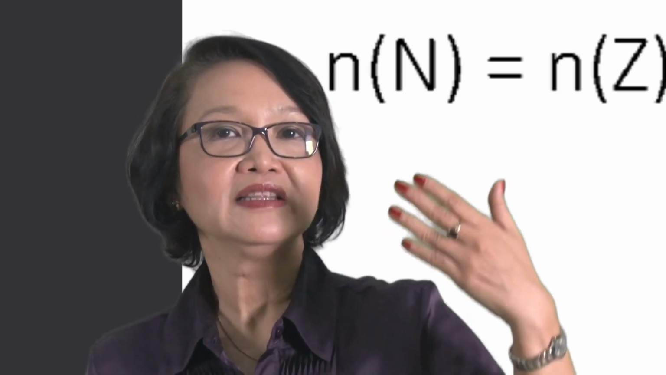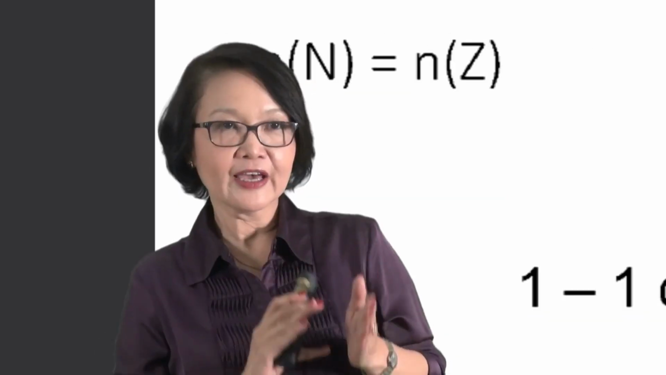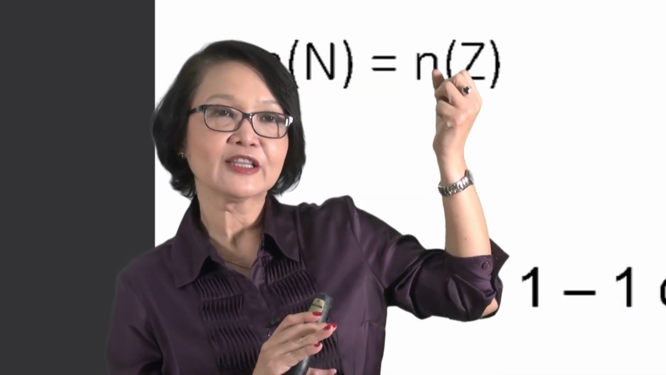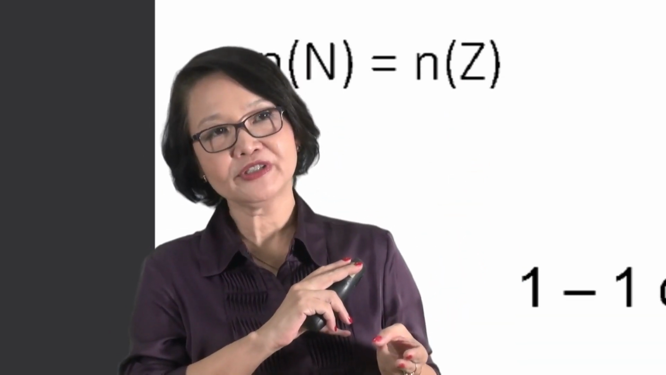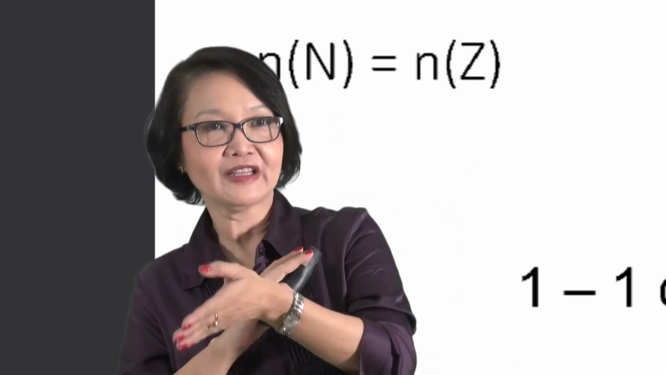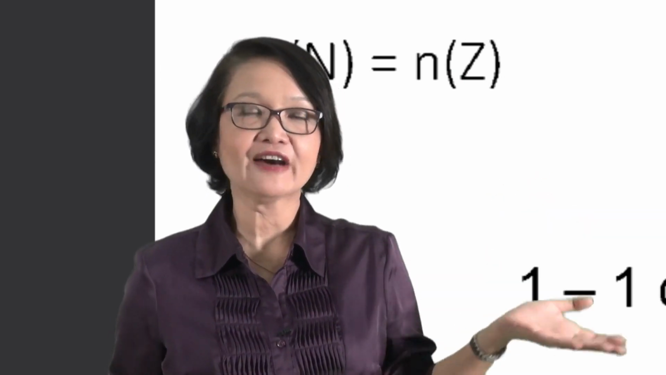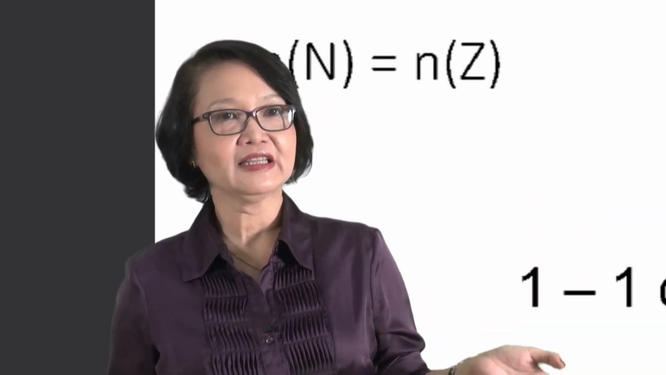So therefore, this will be a one-to-one correspondence, and this will mean that the set of natural numbers and the set of integers are again equivalent. Again, the set of integers is seemingly bigger than the set of natural numbers because you have the negatives of the natural numbers, but eventually they have the same cardinality.